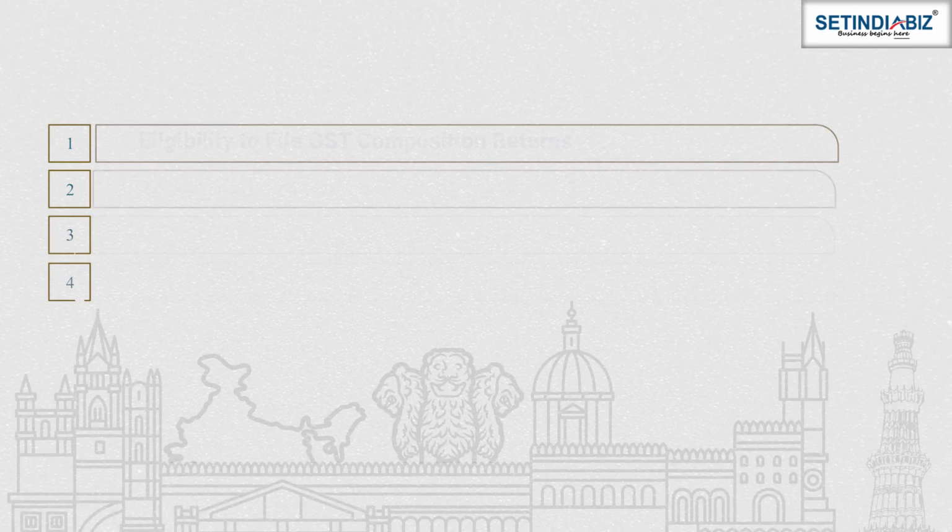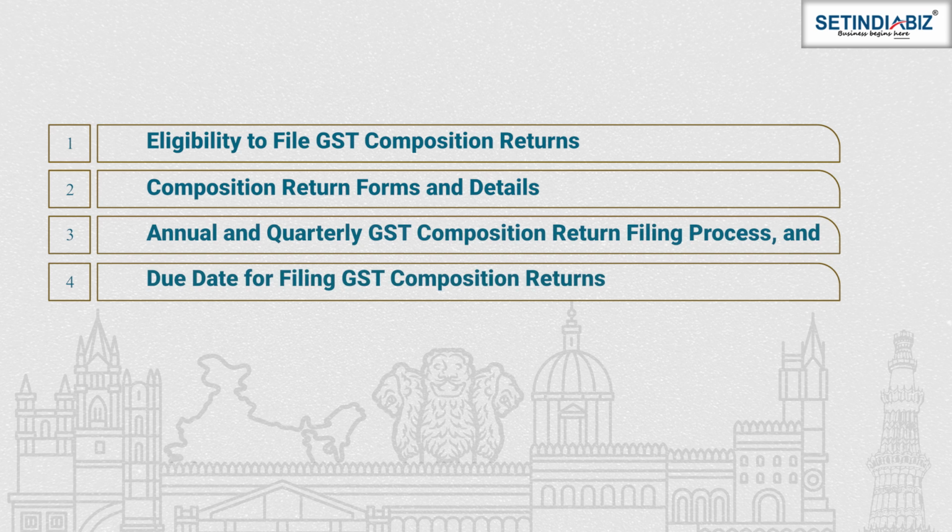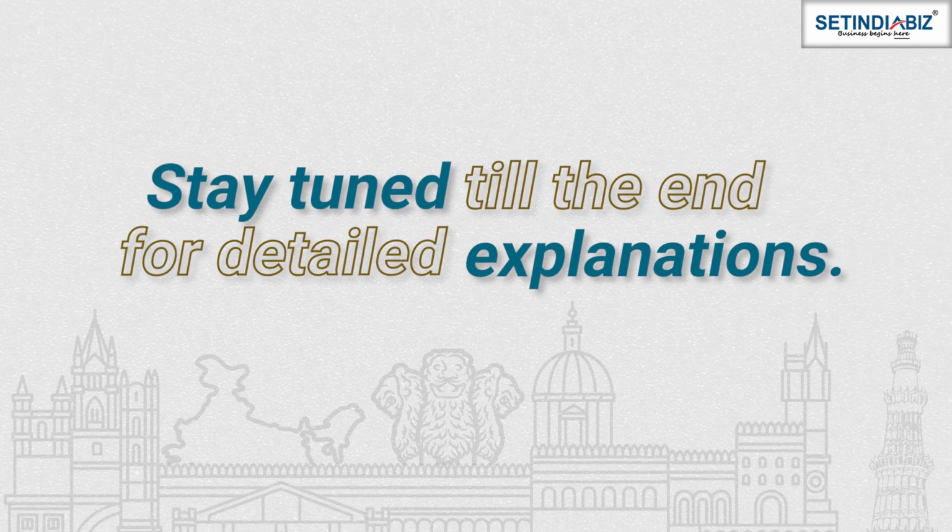The topics I will cover include: number 1, eligibility to file GST composition returns, composition return forms and details, annual and quarterly GST composition return filing process, and due date for filing GST composition returns. Stay tuned till the end for detailed explanations. But first, let me give you an overview.